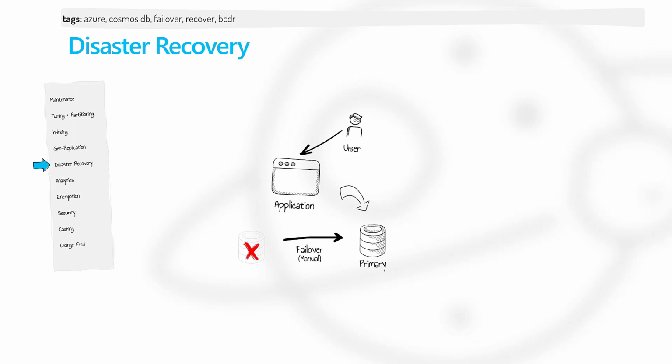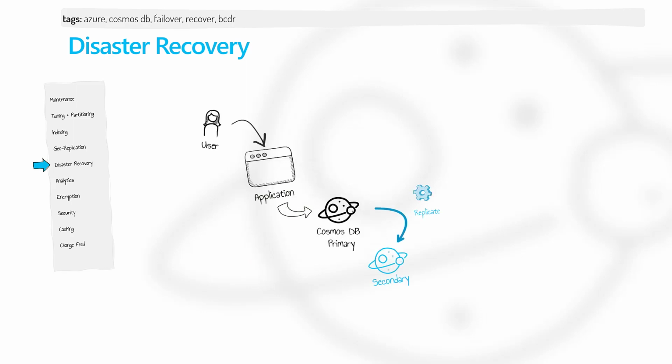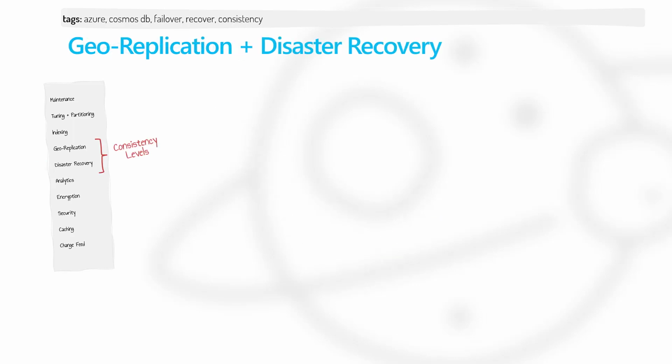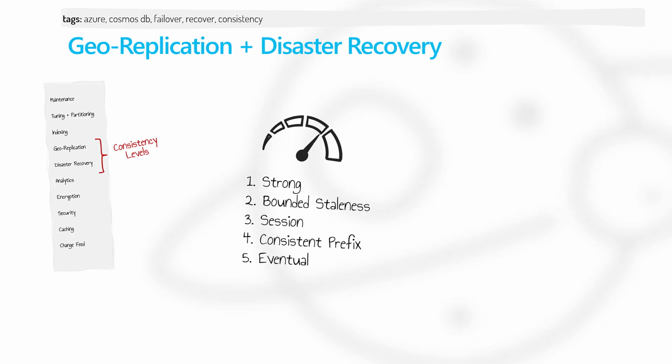For Cosmos DB, data is kept in the primary database and replicated to the secondary. If the primary instance becomes inaccessible, the failover to the secondary is automatic. Without going into too many details, anytime geo-replication and disaster recovery for Cosmos DB is discussed, you will also hear about consistency levels, of which there are 5, listed on your screen.